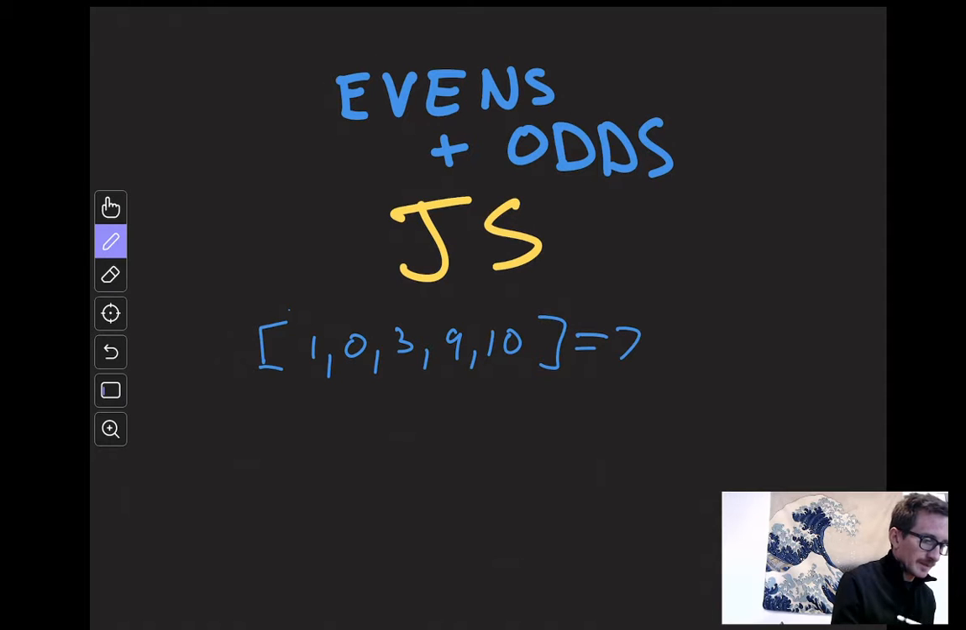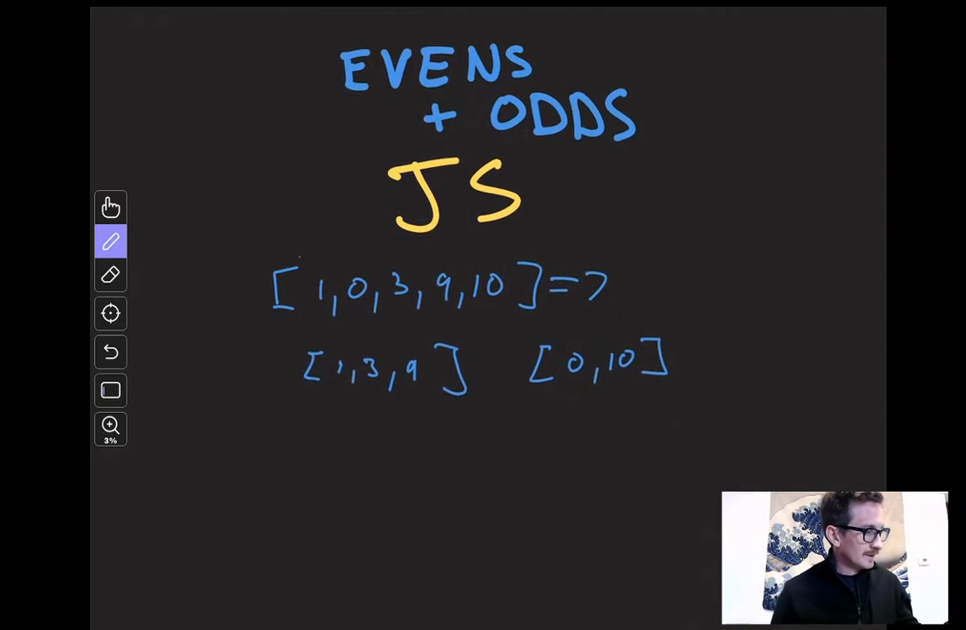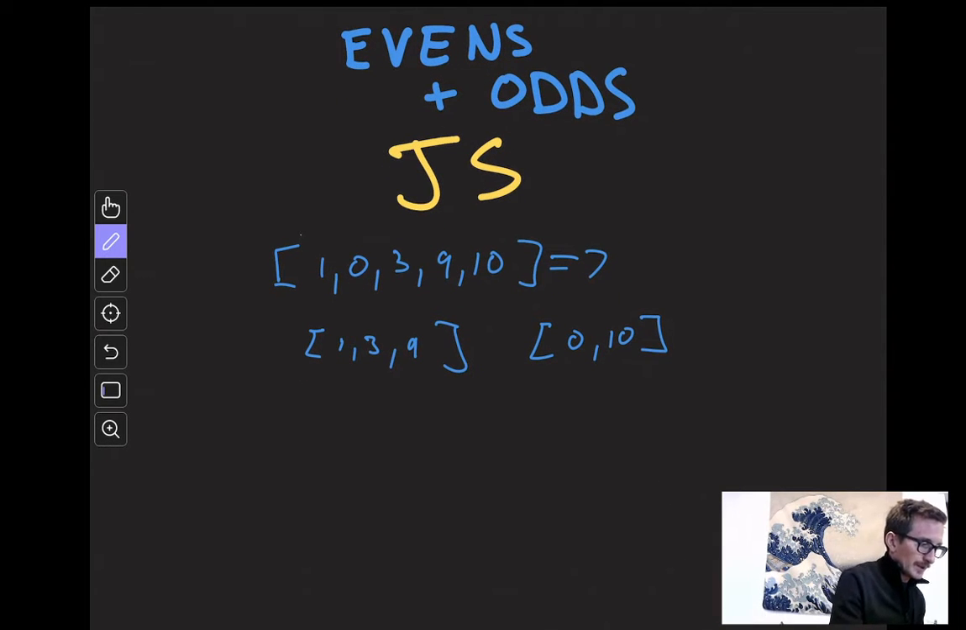And we want to return two arrays, with the odds in one and the evens in another. So with this, what we want to do is go through each of these things, decide whether it's even or not, and then throw it into the appropriate array. So go through each item, determine if it's even, and then throw it in the array it needs to go into.